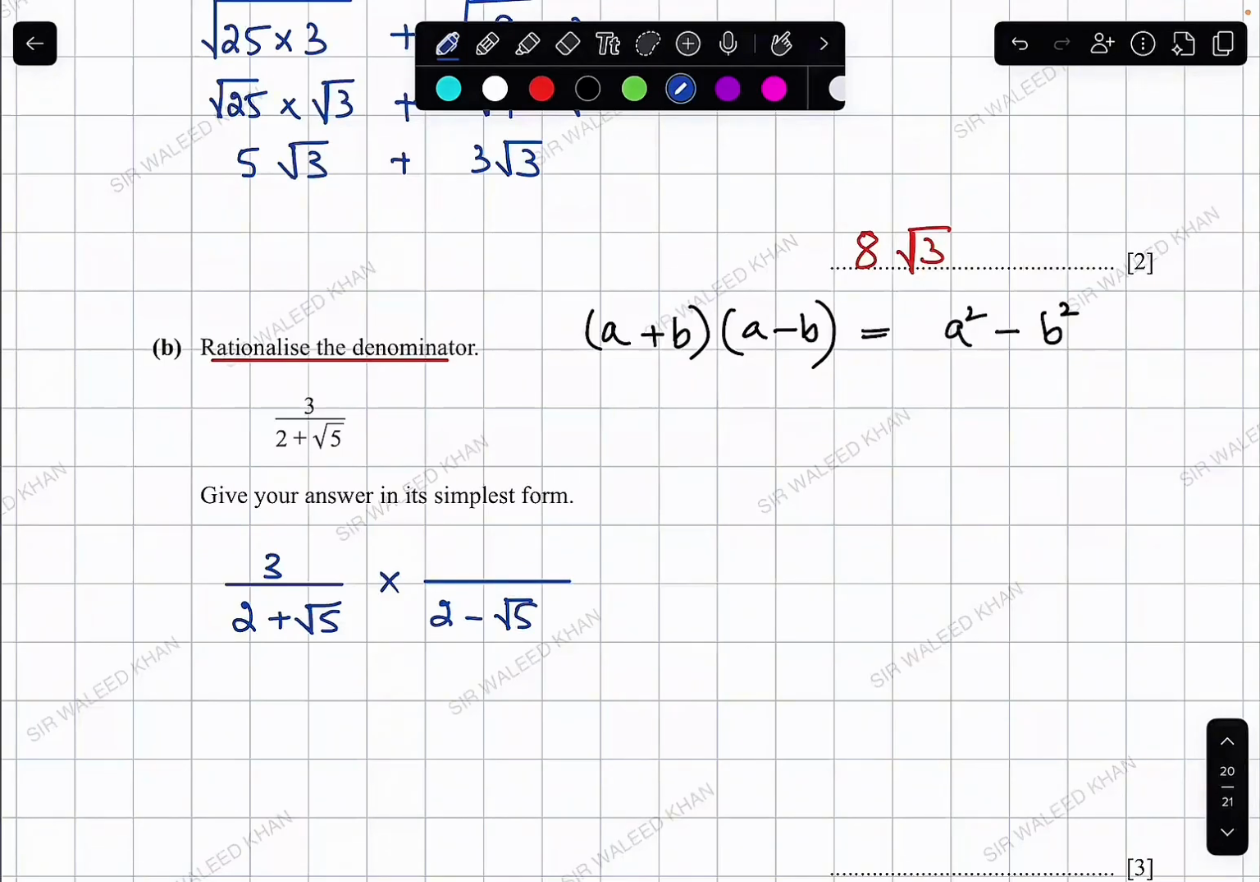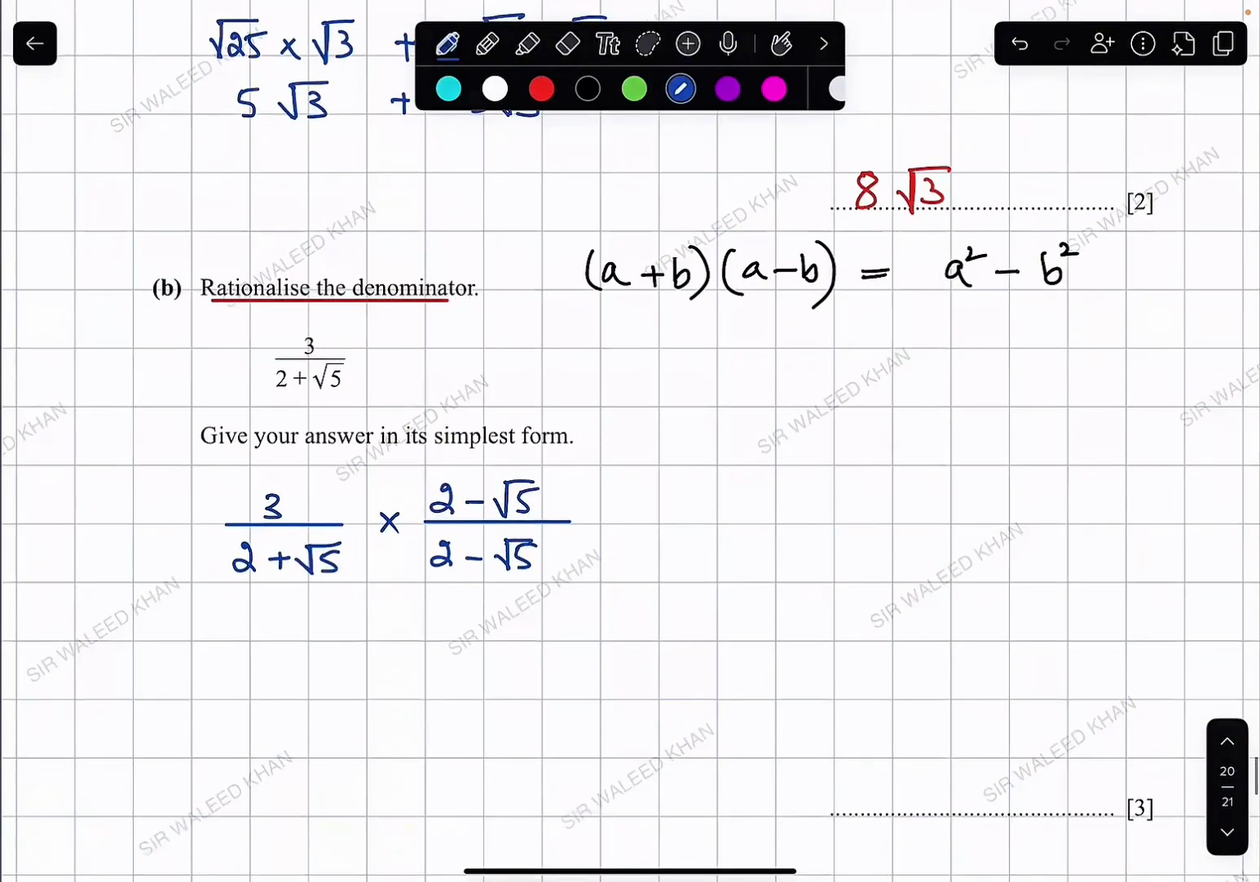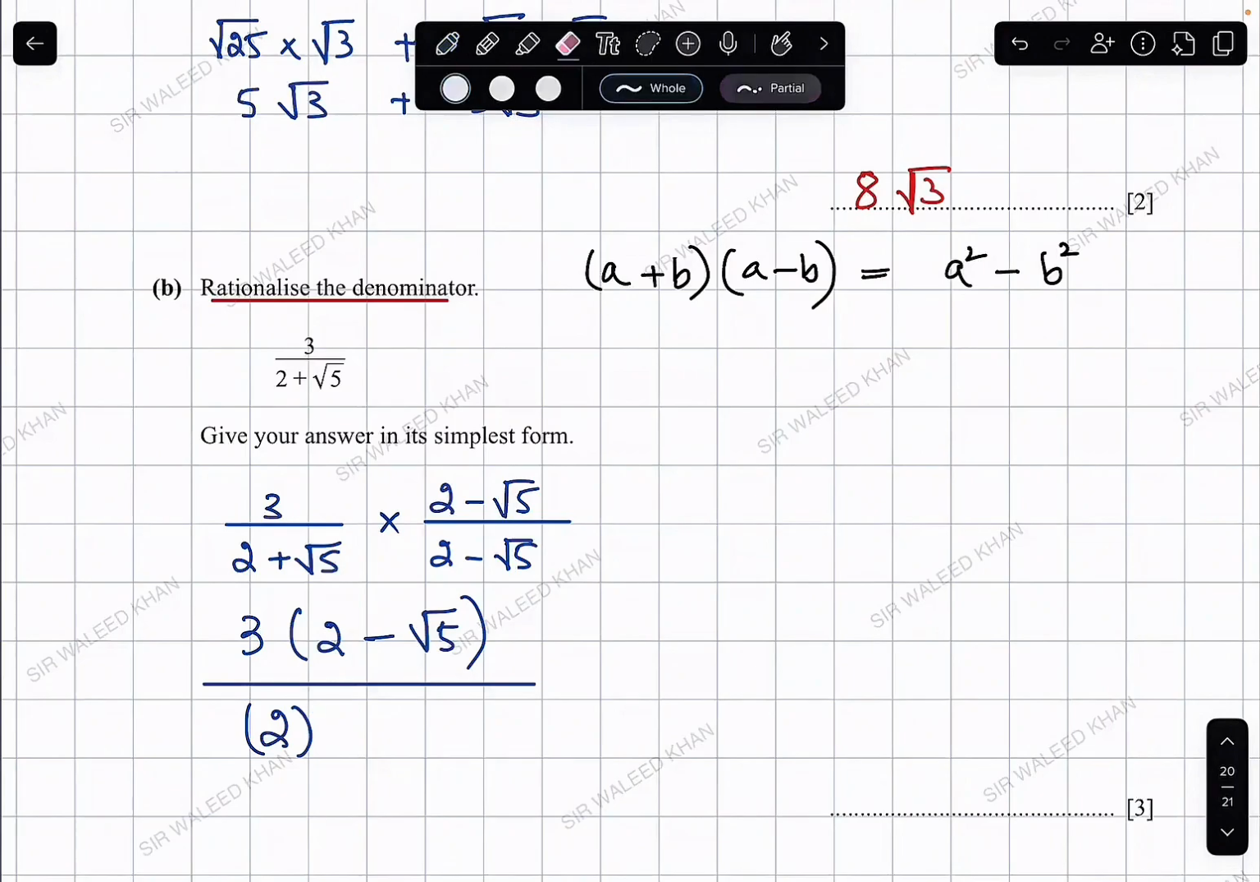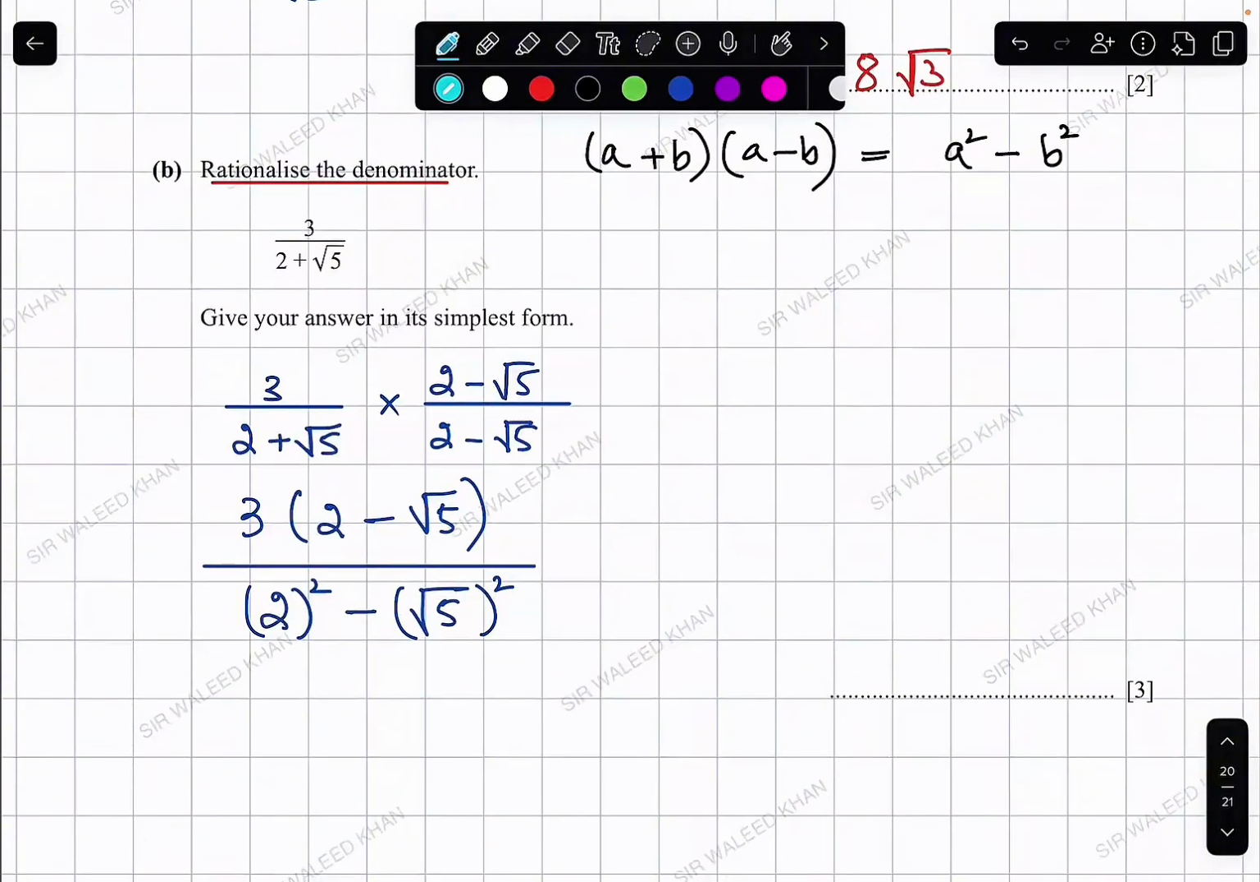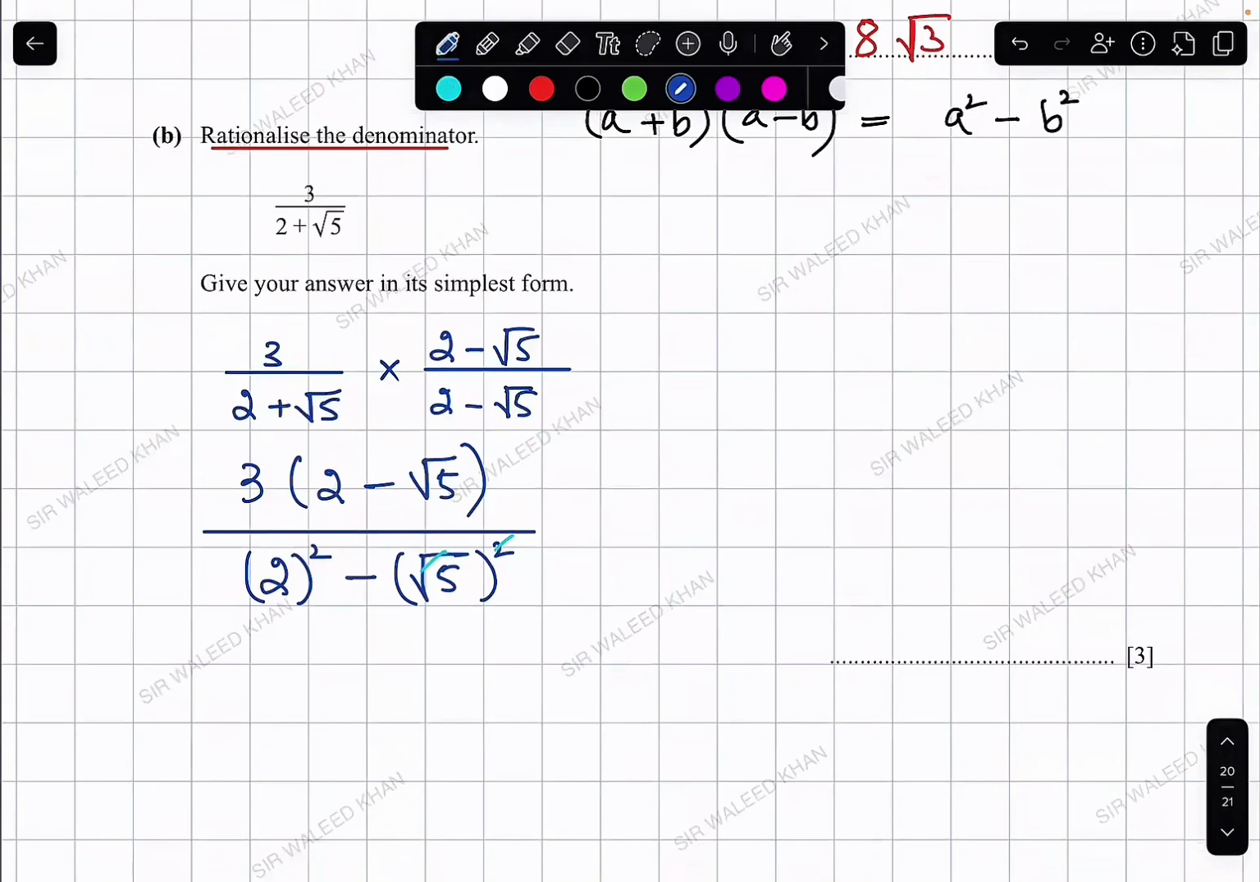Okay, but if I'm multiplying the denominator, I have to multiply the numerator as well. You can't just multiply the denominator. It's a rule for expression. So now 3 times 2 minus under root 5, 15. Is it 5? Yes, it's 5. Over 2 whole square. I applied the identity. Minus under root 5 whole square. I got rid of the surd over here. And that was our goal.